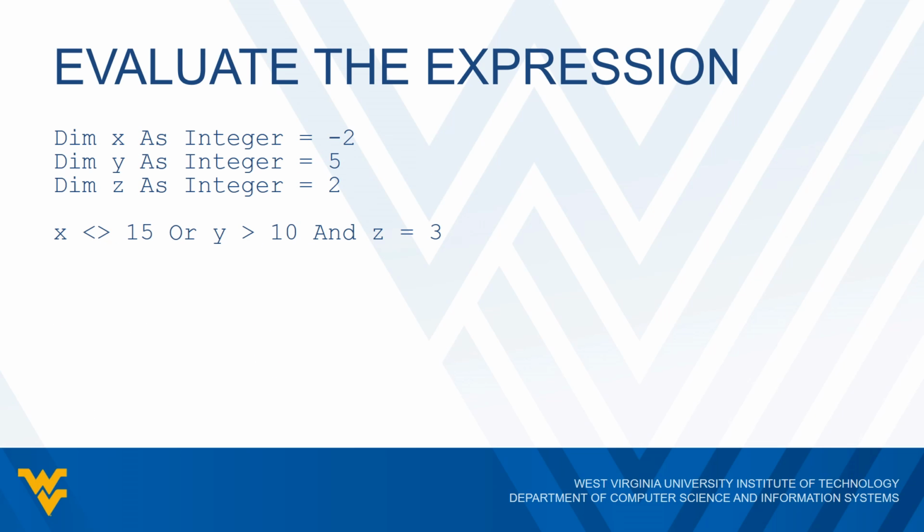Let's complicate things just a little bit. Now we have three variables, x which is -2, y which is 5, and z which is 2. And our expression is x not equal to 15 or y is greater than 10 and z equals 3. So see if you can evaluate this expression.